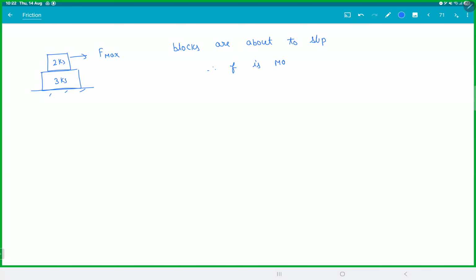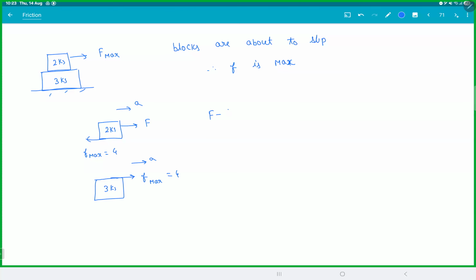Therefore, F is max. So just write both the FBDs separately. 2 kg, F max, that will be 4. This is F and this is acceleration. This is 3 kg. This is also F max, which is 4. This is also acceleration. They're going together still. About to slip, matlab they're still going together.